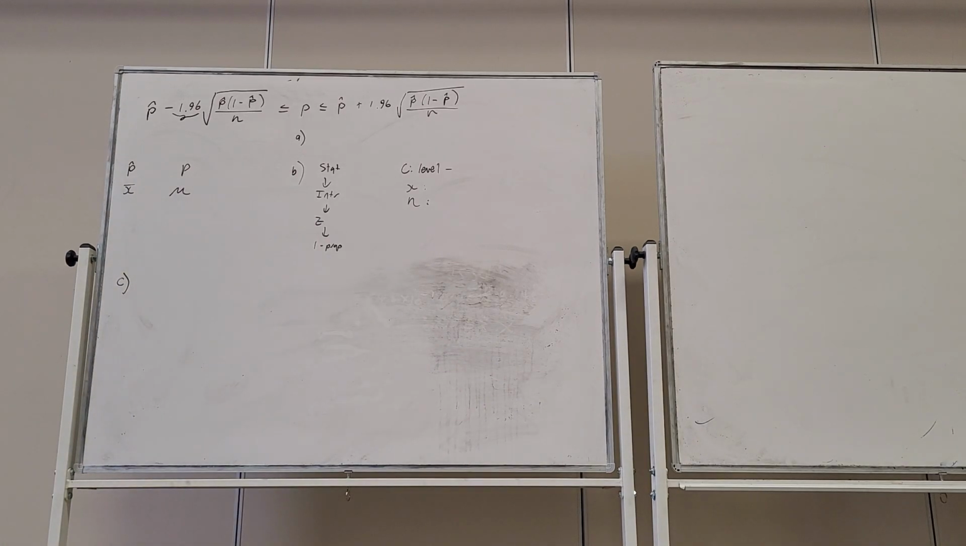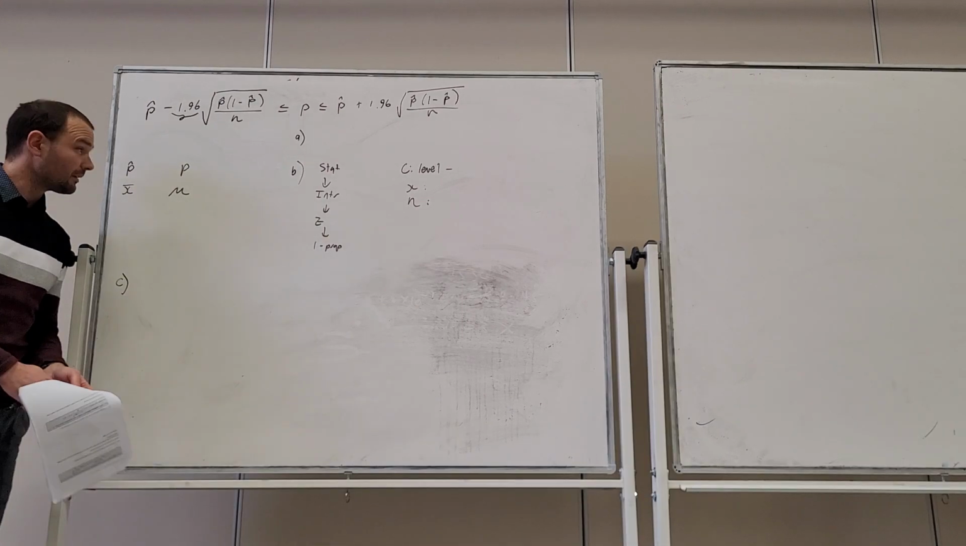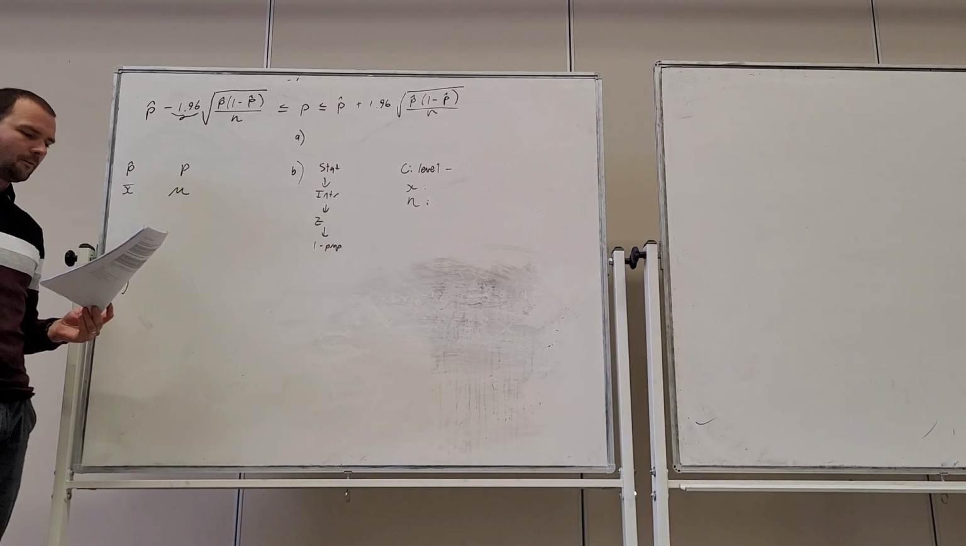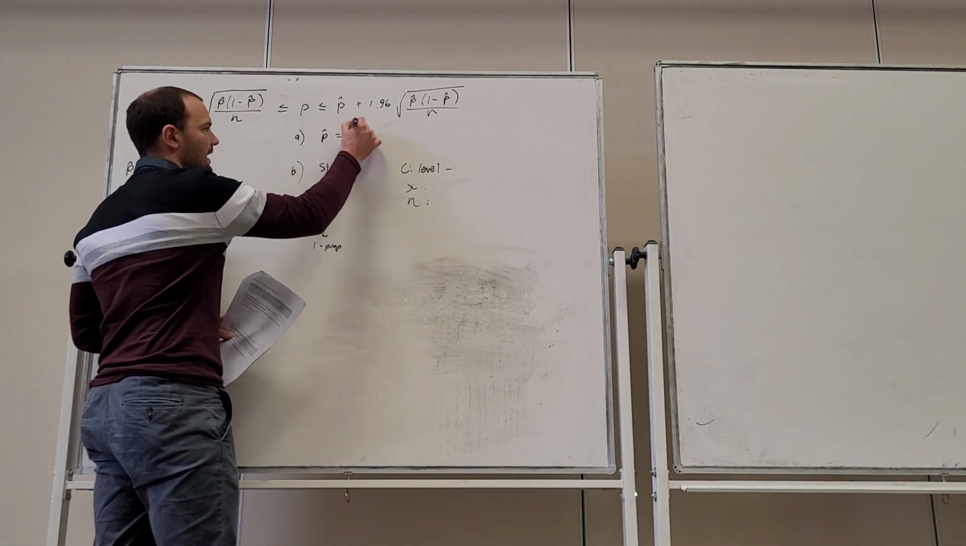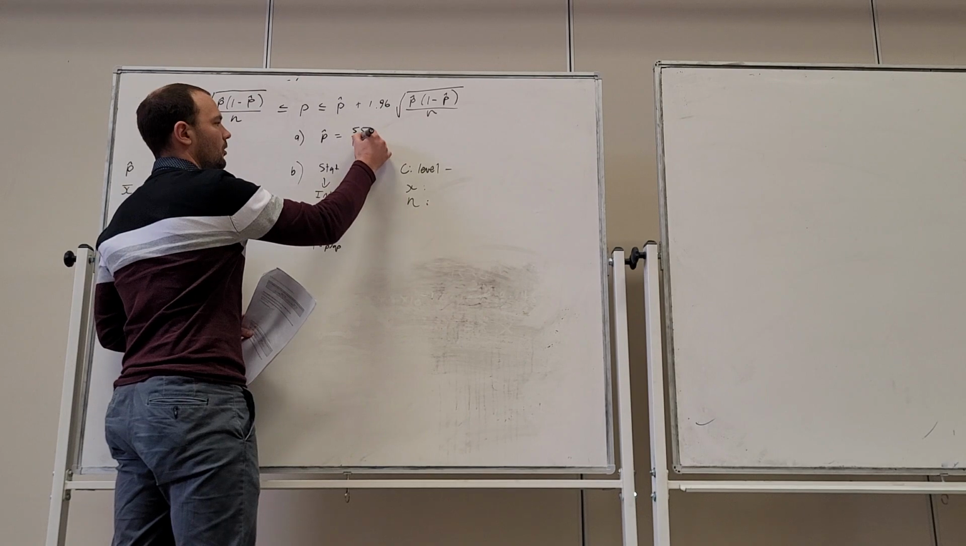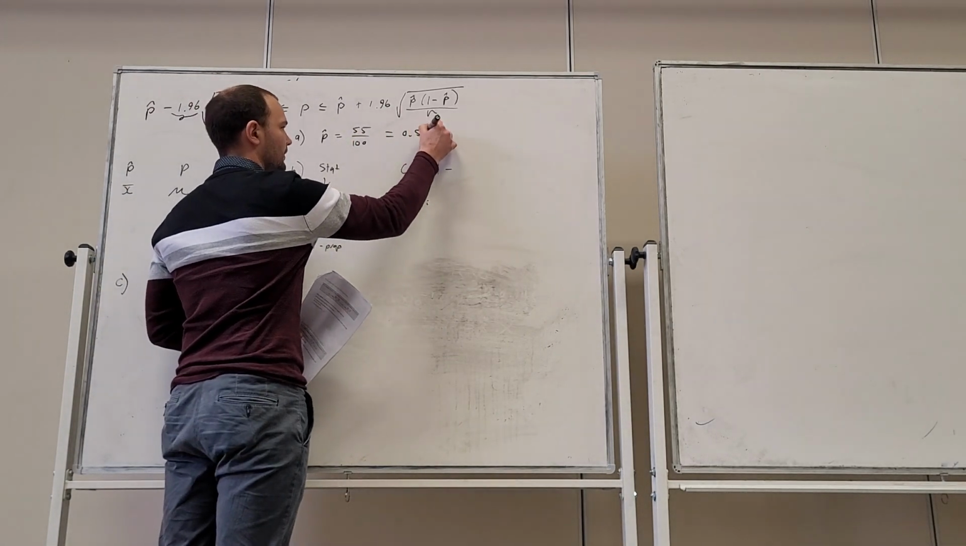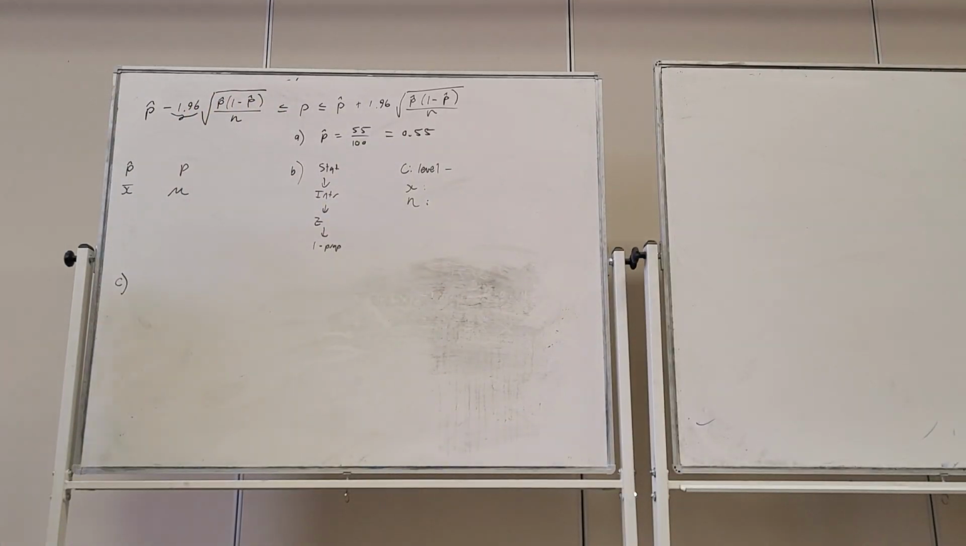It says, continuing with the above example, we've got a sample of 100 students, 55 play Fortnite. Find the sample proportion. So find p hat. p hat is going to be 55 on 100, that is 0.55. So that's the answer to part A.